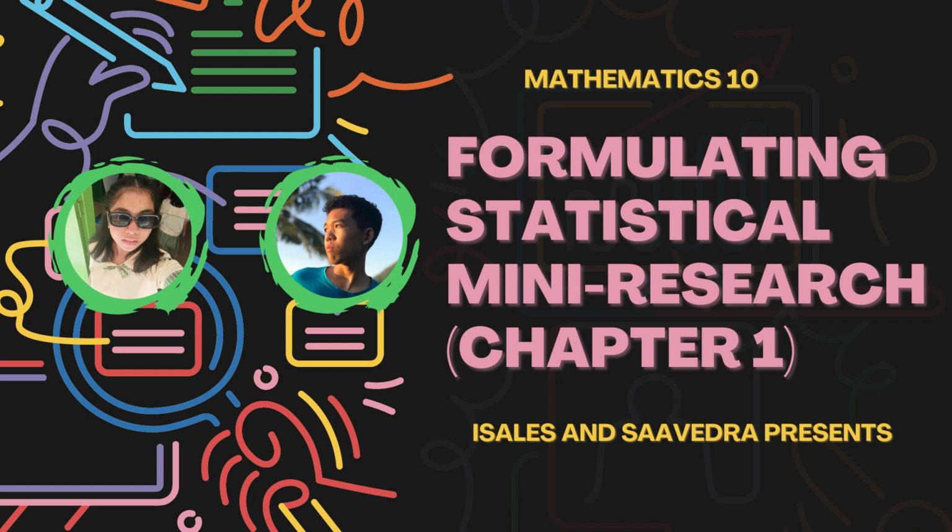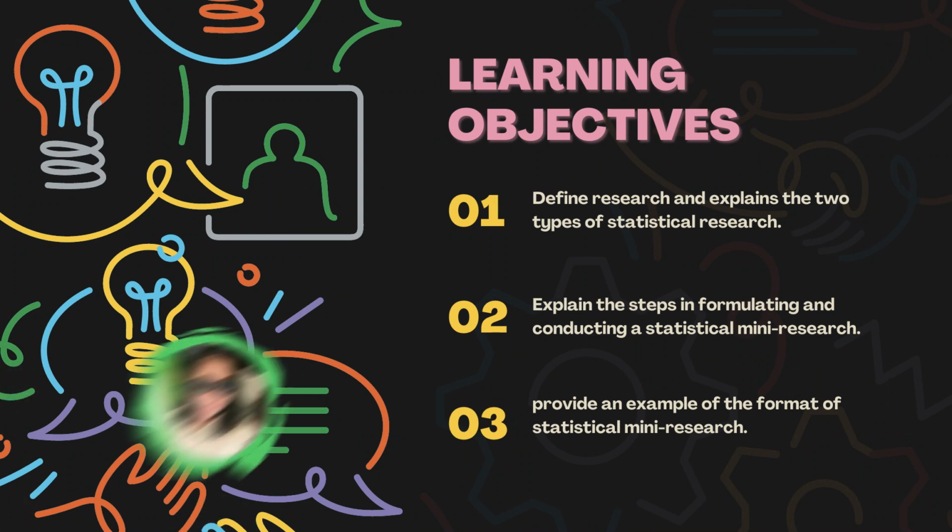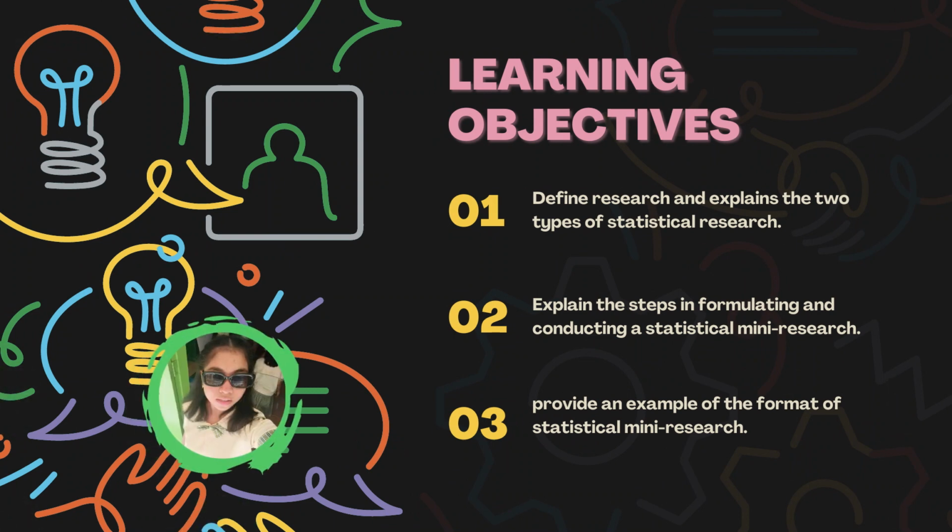For today's episode, we will be discussing formulating statistical mini-research, chapter 1. For this topic, the learning objectives are: define research and explain the two types of statistical research, explain the steps in formulating and conducting a statistical mini-research, and provide an example of the format of statistical mini-research.